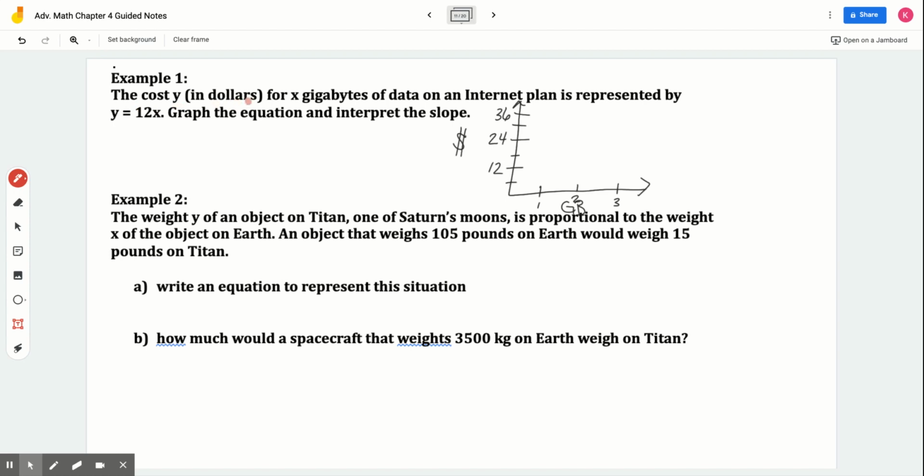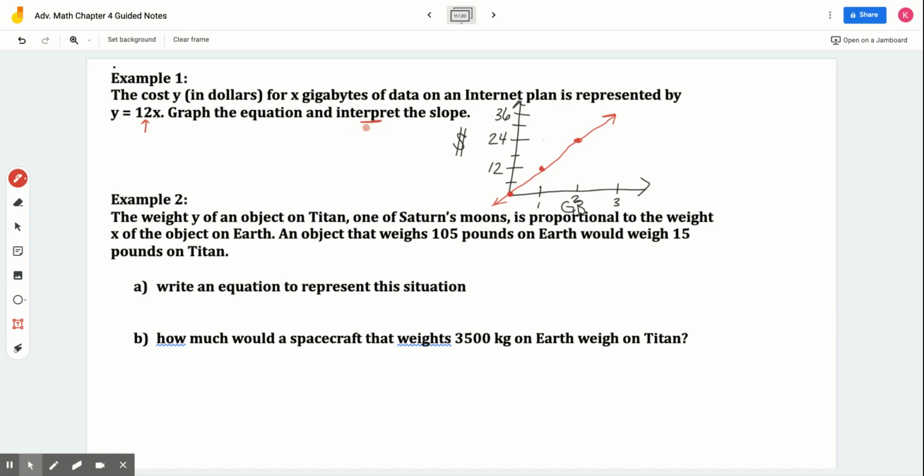The cost y is in dollars, so I knew my y-axis would be labeled with dollars for x gigabytes. So I labeled my x-axis with gigabytes of data. Now, we can graph and interpret the slope. We know that there is no plus or minus b, so we must start at the origin, at 0. We know that our slope is 12. So from the origin, we go up 12 units over 1 unit. Up 12 units over 1 unit.